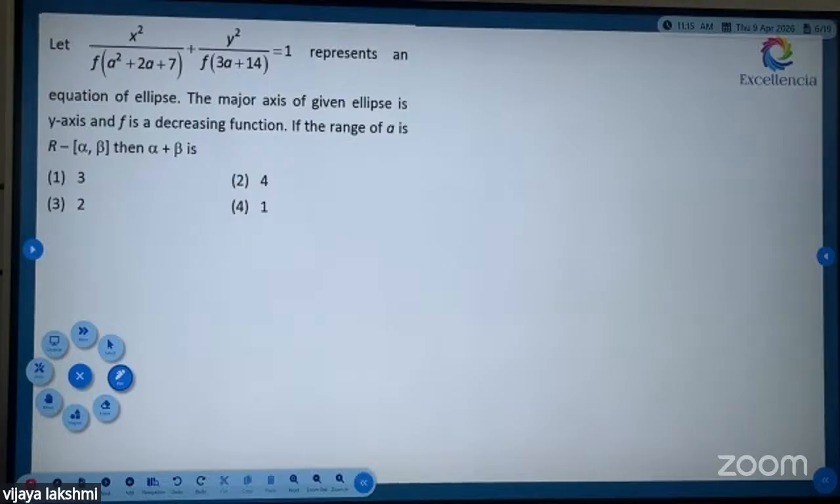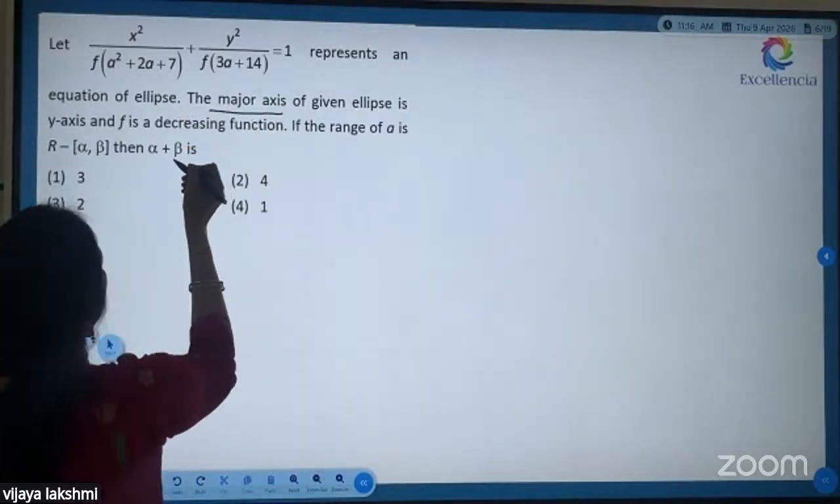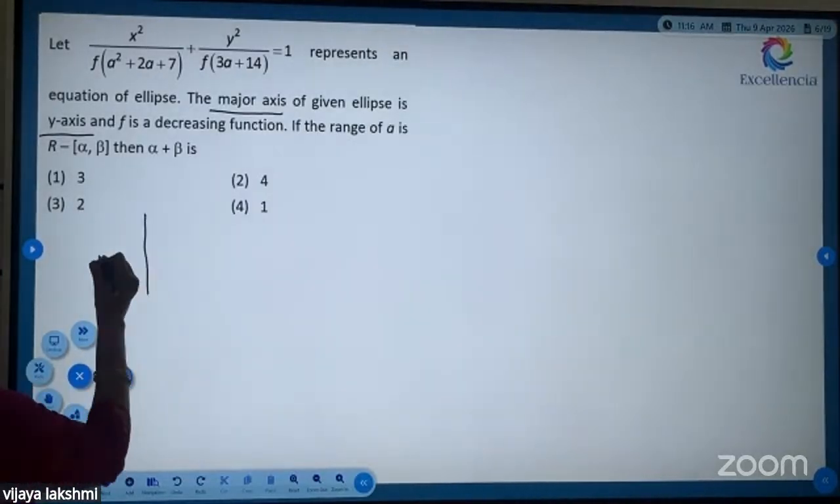Here they have given an equation representing an ellipse. The major axis of the given ellipse is the y-axis. Means the figure, how do you get the figure? Major axis is the y-axis.